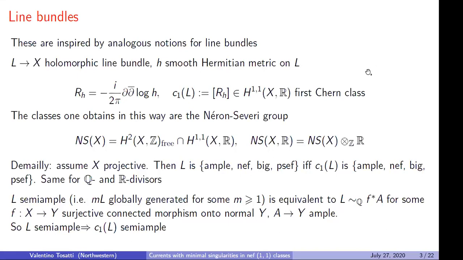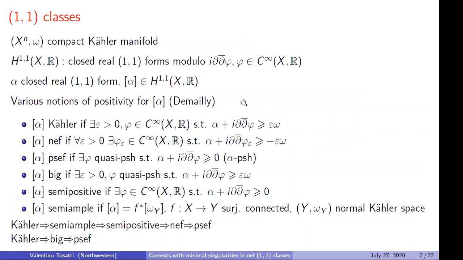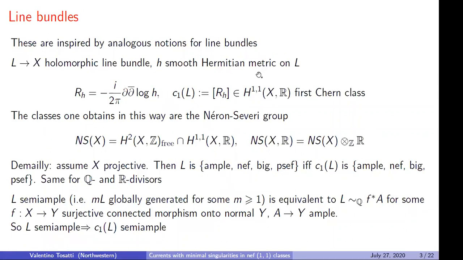So these positivity notions, I forgot to say, most of them were introduced by Demailly. They are inspired by the analogous notions for line bundles. So if you have a holomorphic line bundle L on X, you can fix a smooth Hermitian metric h on L. And then you have the curvature form, which I denote R_h, which is locally given by minus i ∂∂-bar log h. So locally h is a smooth positive function, and globally it defines a closed real (1,1)-form. And the class of this in H^{1,1} is the first Chern class of L, c_1(L).